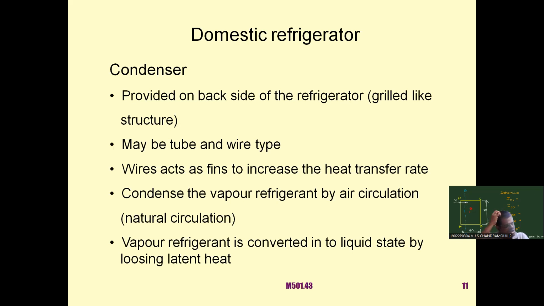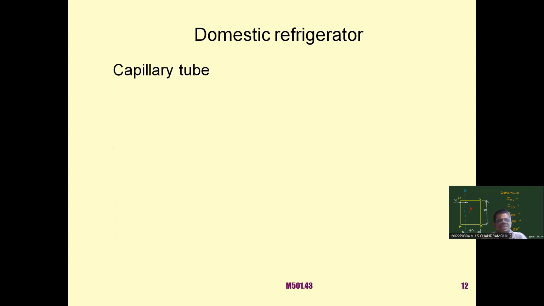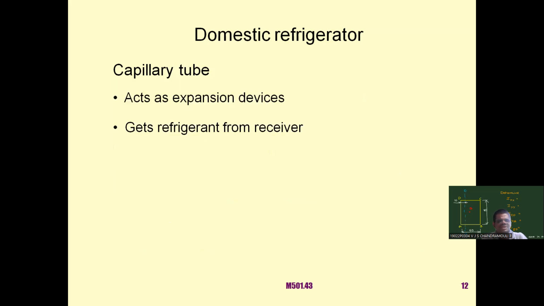So initially it is dry saturated vapor, after that it is dry saturated liquid. That means it has lost its latent heat only in the condenser. And the next one is capillary tube. So it is also an expansion device. It gets the refrigerant from the receiver. Receiver is a temporary storage.